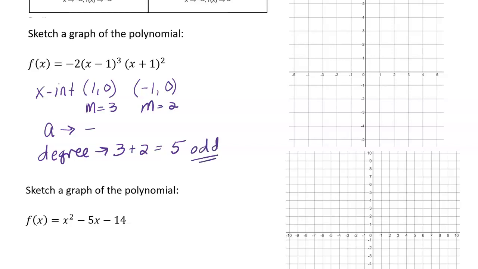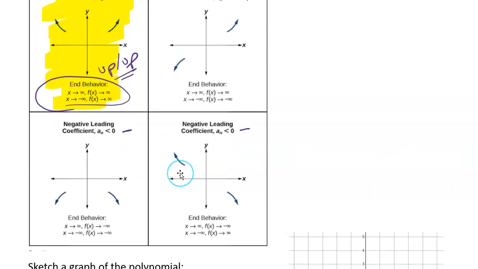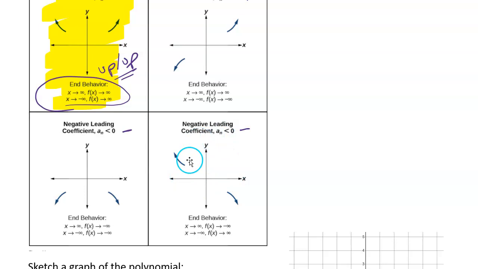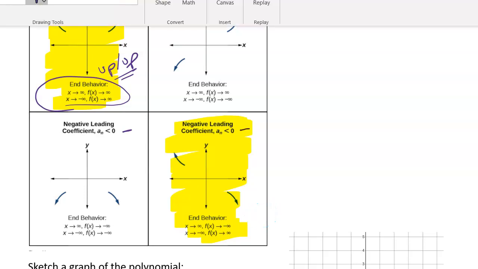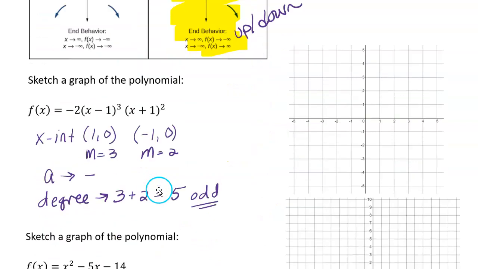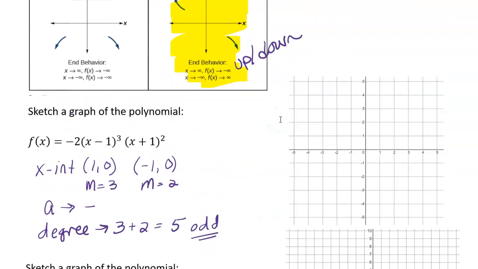So I want to go to my chart and I want to think about having a negative a value and an odd degree. So that's the second column of the chart, and it's going to be this bottom section of the chart where the a value is negative. So we want to think about this information down here, and you can see on the left side it's going up and on the right side it's going down. So I like to think of this as up, down. So I want the left side of my graph to go up and I want the right side of my graph to go down. So you kind of graph these a little backwards actually.